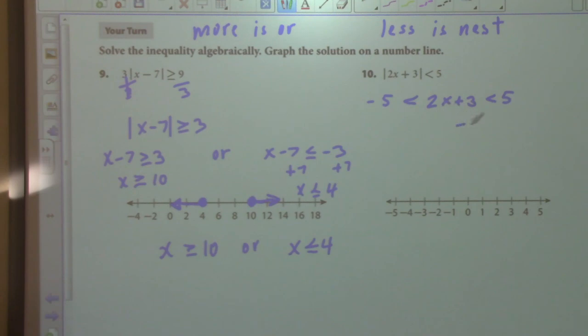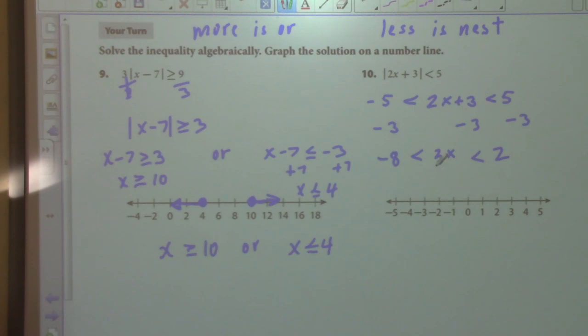So what you do is subtract 3, and where else do you subtract 3? Over here and over here. So we subtract 3 from each of these. Do you see that? Right? And so now we can take negative 5 minus 3, which is negative 8. And that's going to be less than 2x, which is less than 2.